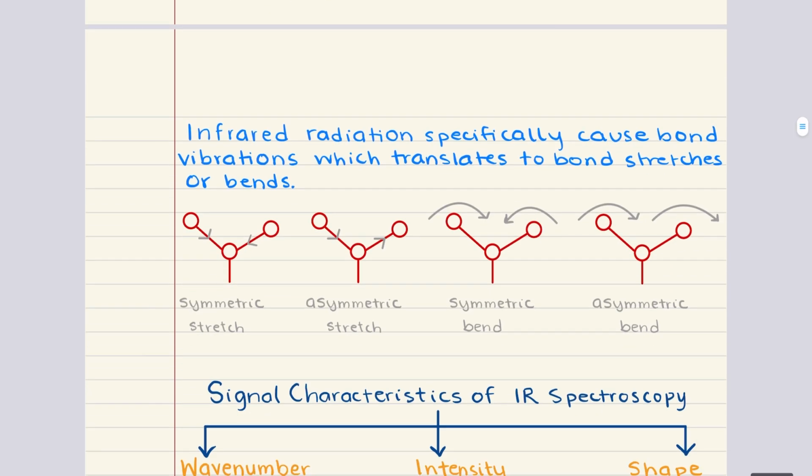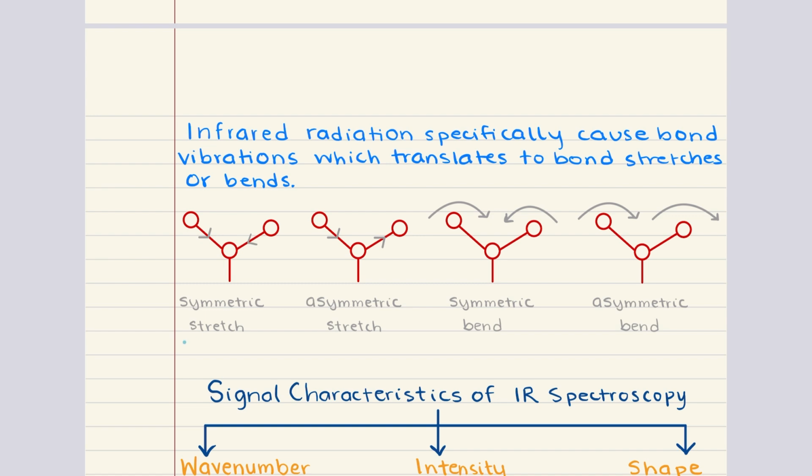To start, we want to reiterate that when a molecule absorbs IR light, the energy causes the atoms in the bonds to vibrate. And these vibrations can take a few different forms. The simplest is bond stretching, which can either be symmetric, where both atoms move in and out together, or asymmetric, where one atom moves in while the other moves out. Bonds can also bend, which involves changes in bond angles.